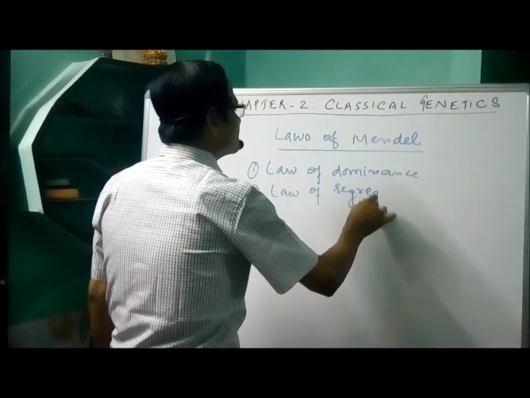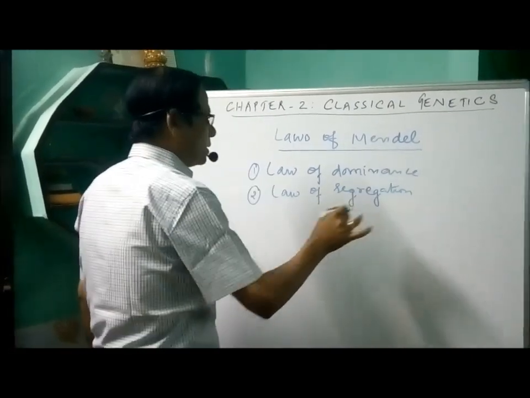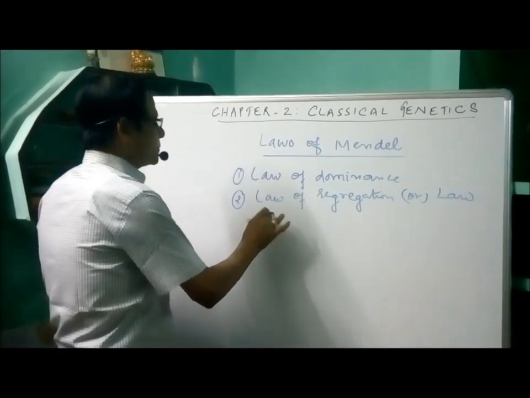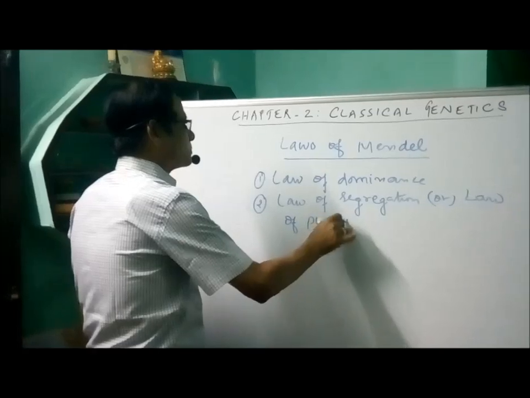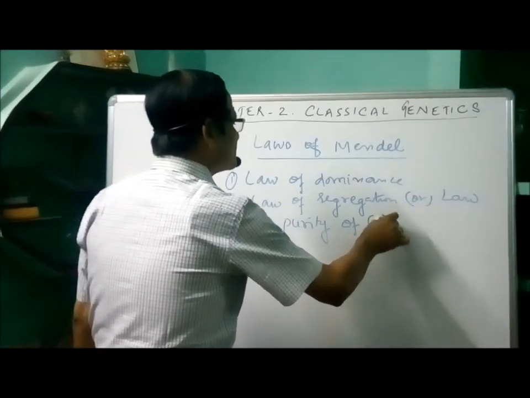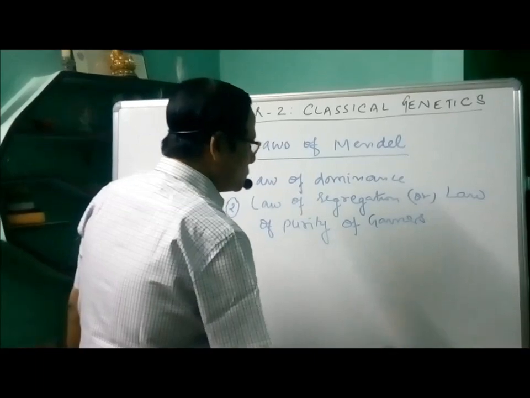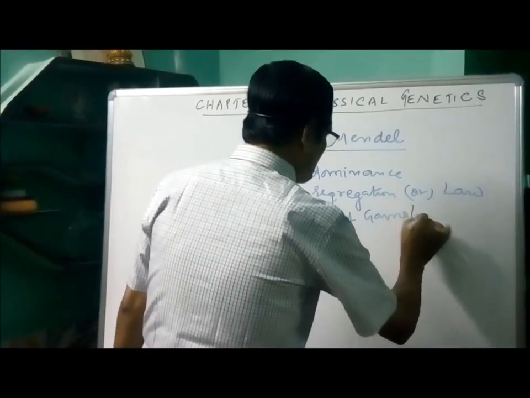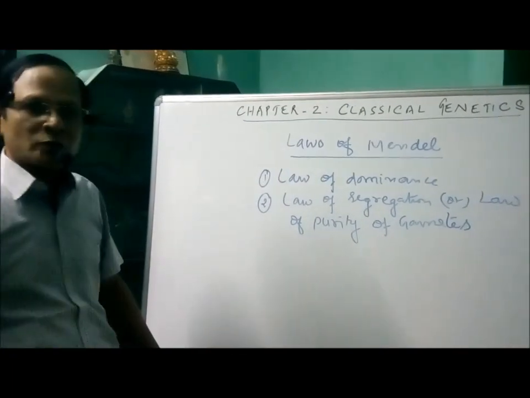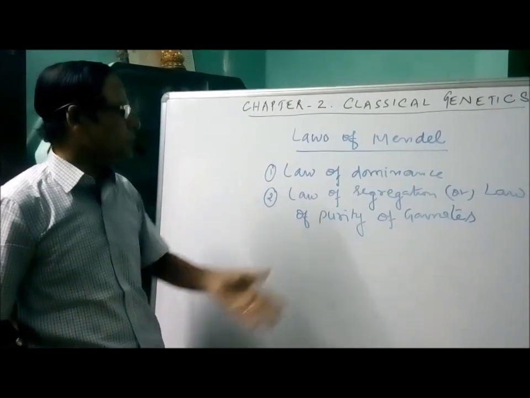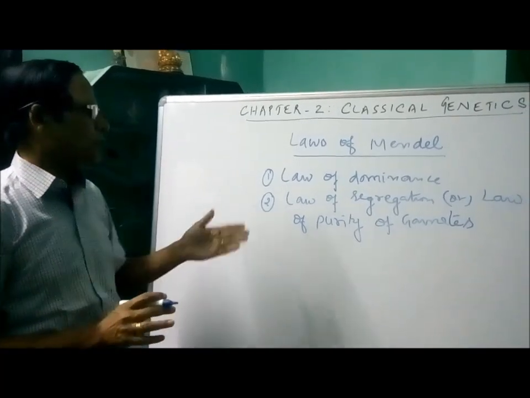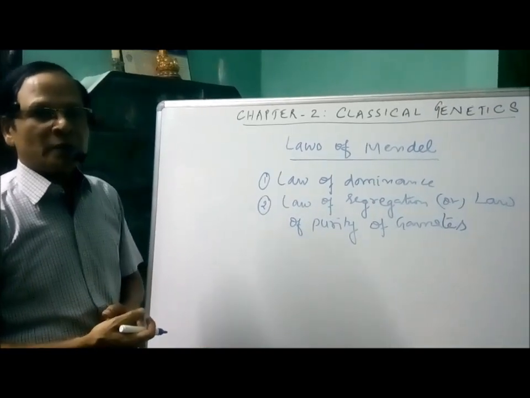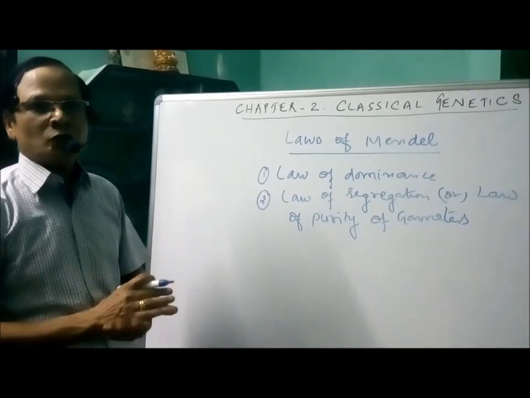Law of segregation, or law of purity of gametes. These two rules were based on monohybrid cross. So based on the observations of monohybrid cross, he proposed these two rules, later called the laws: law of dominance, and law of segregation or law of purity of gametes. These two laws played a major role in the history of evolution.